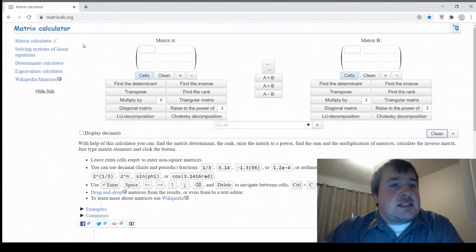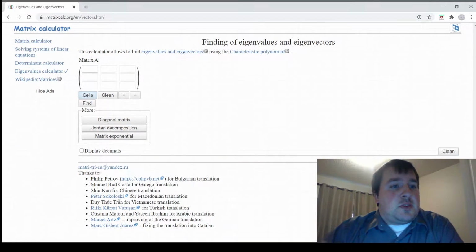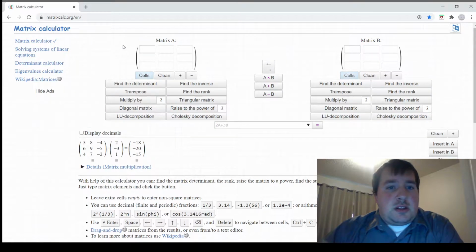This site is nice because it's free, so anyone with internet access is able to use this. It can do matrix calculations, solving systems of linear equations, a large determinant calculator, which is something you will all probably learn later. Same with the eigenvalues. Looking at the matrix calculator for now.